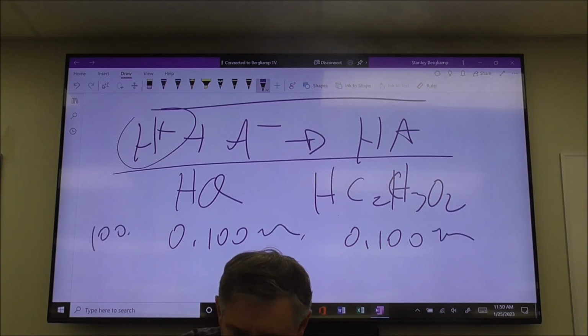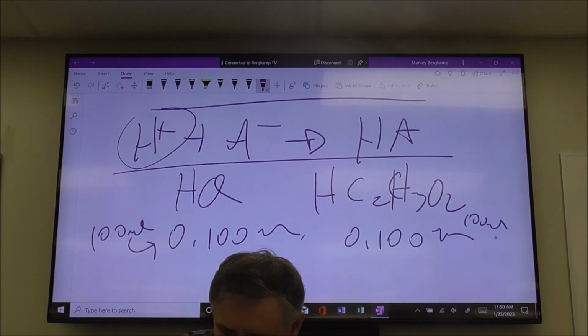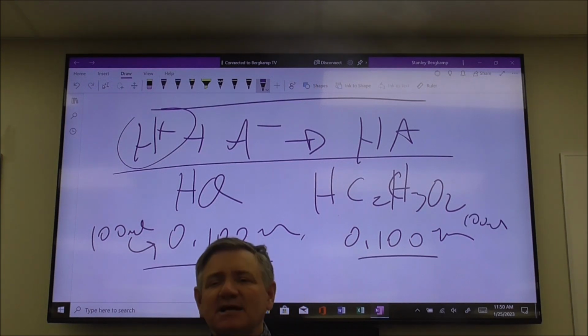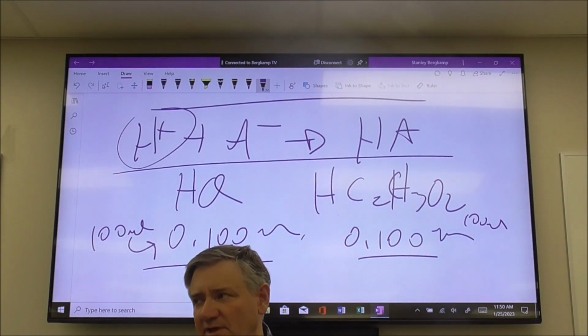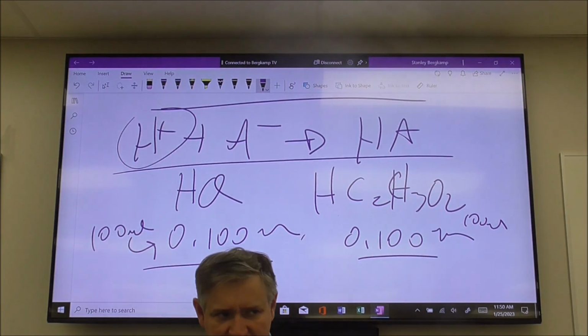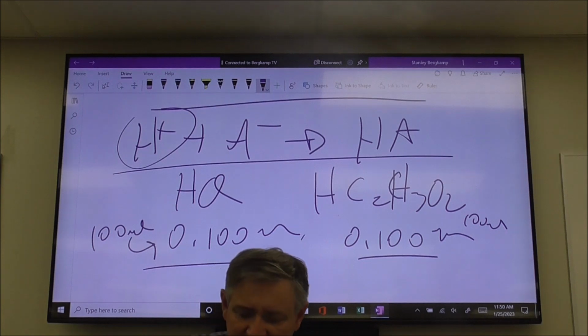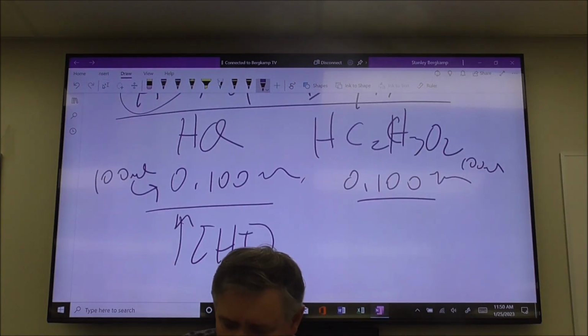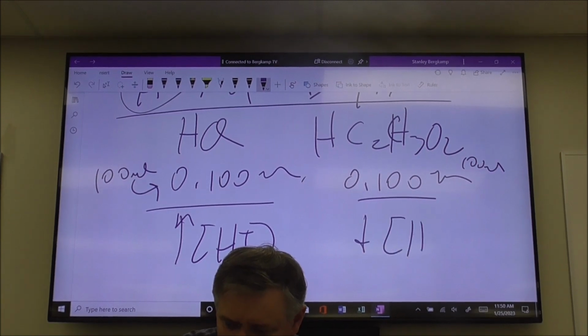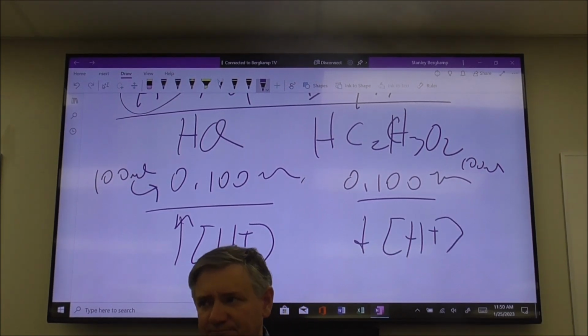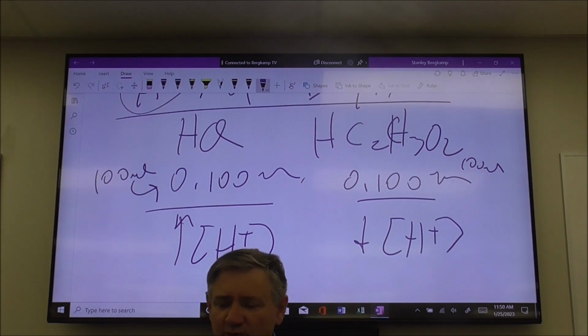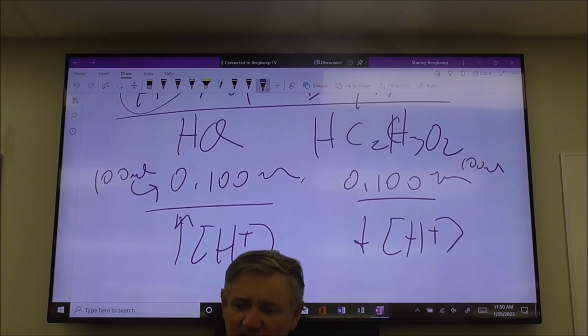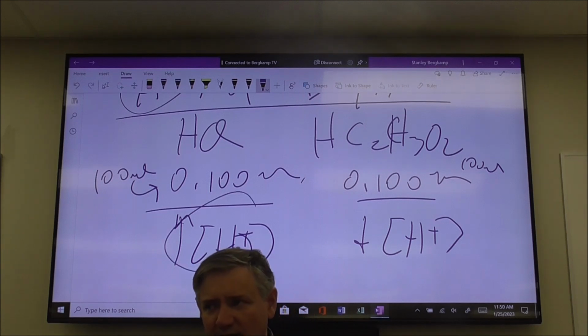And let's say that we have 100 milliliters of each. Okay? Start with the basic idea. Which one is going to fully ionize? The strong acid or the weak acid? Strong acid. So this is going to have a much higher concentration of hydronium ions. This is going to have a lower concentration of hydronium ions. So which one's going to start with a lower pH? The hydrochloric acid or the acetic acid? The hydrochloric. Because you have a higher concentration of hydronium ions.